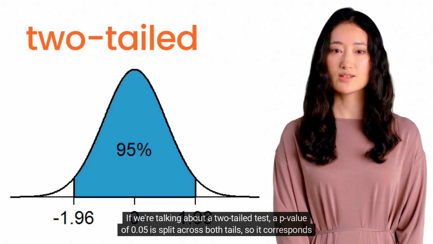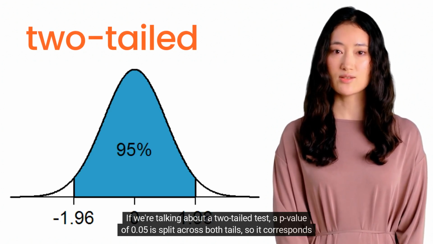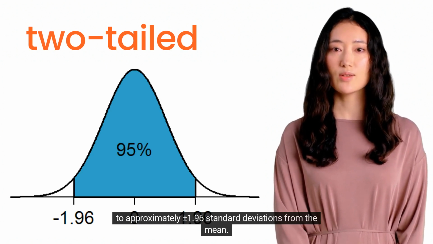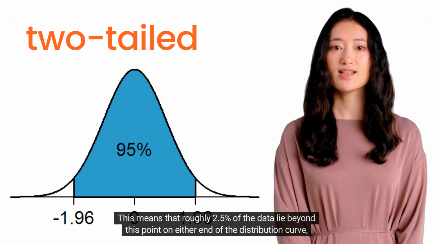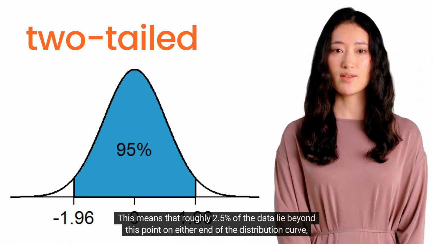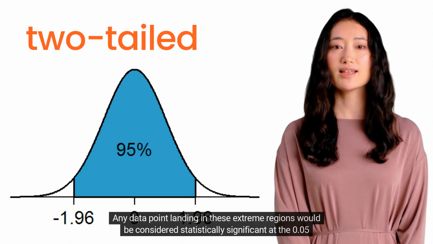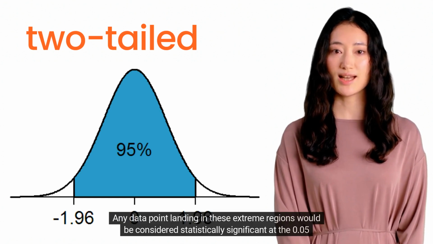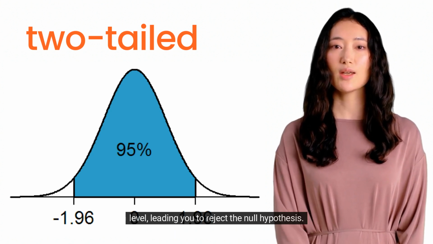If we're talking about a two-tailed test, a p-value of 0.05 is split across both tails, so it corresponds to approximately plus or minus 1.96 standard deviations from the mean. This means that roughly 2.5% of the data lie beyond this point on either end of the distribution curve, totaling 5%. Any data point landing in these extreme regions would be considered statistically significant at the 0.05 level, leading you to reject the null hypothesis.